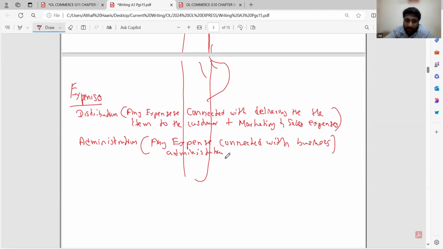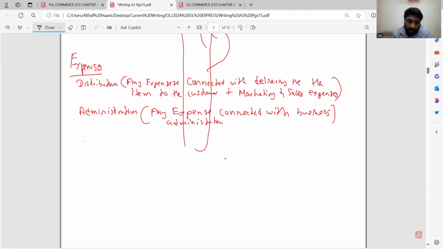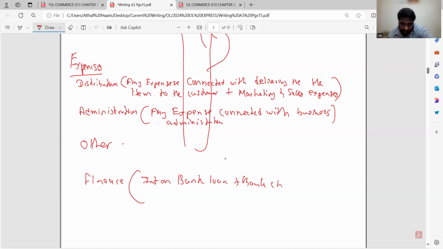Next one. Other expense, I will come to that. Next one, finance expense. I am giving in the order which is there in your syllabus. Finance expense only, people, you have interest on bank loan, and bank charges. Those are the finance expenses.